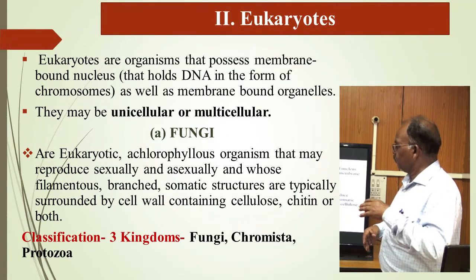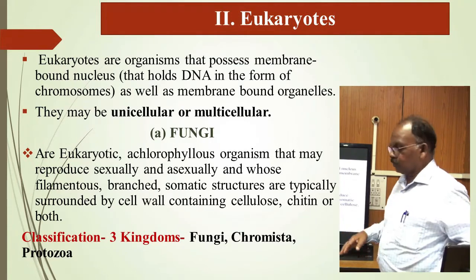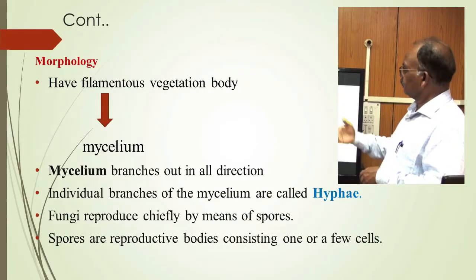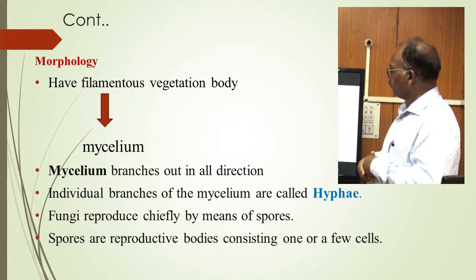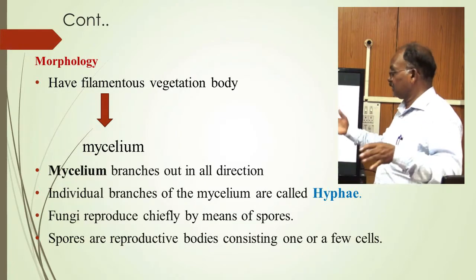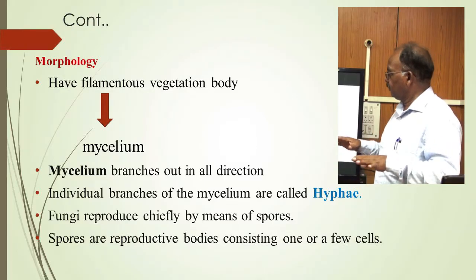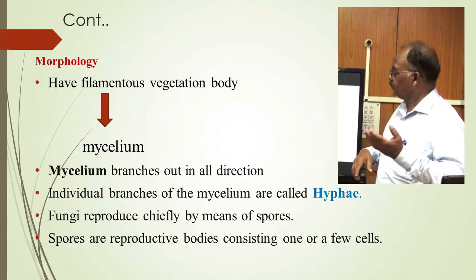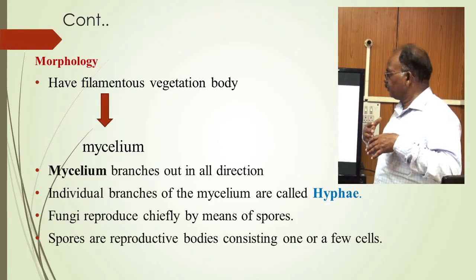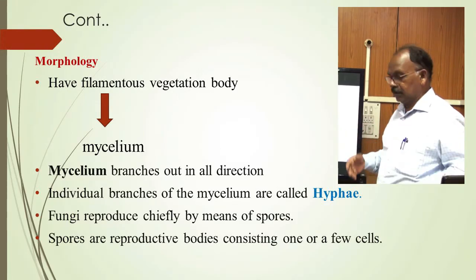Fungi are classified into three kingdoms: fungi, chromista, and protozoa. Fungi have a filamentous vegetative body, and that filamentous body is called mycelium. The mycelium branches out in all directions, and individual branches of the mycelium are called hyphae. Hyphae reproduce chiefly by means of spores. Spores are reproductive bodies or units consisting of one or a few cells.